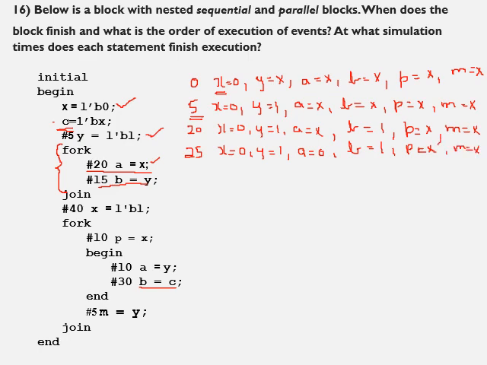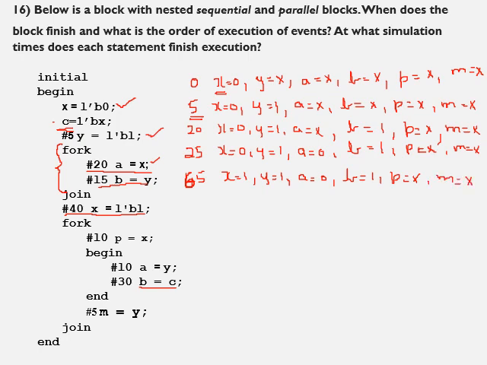Now coming to this sequential block. Our latest time is 25. So hash 40 means 25 plus 40. So the next simulation time is 65. X will be assigned to 1, so now x will be 1. Y will be 1. Remaining things will remain as before. P is unknown and m is unknown.